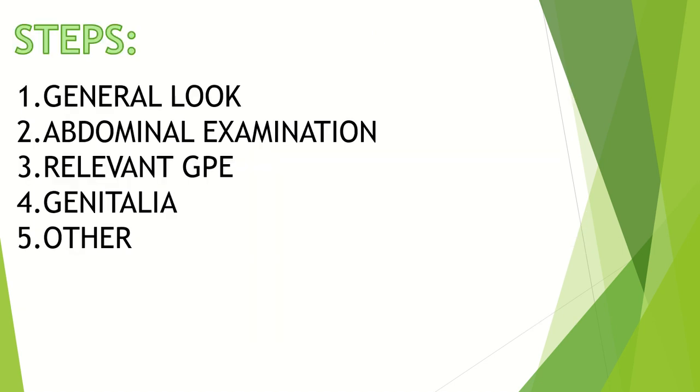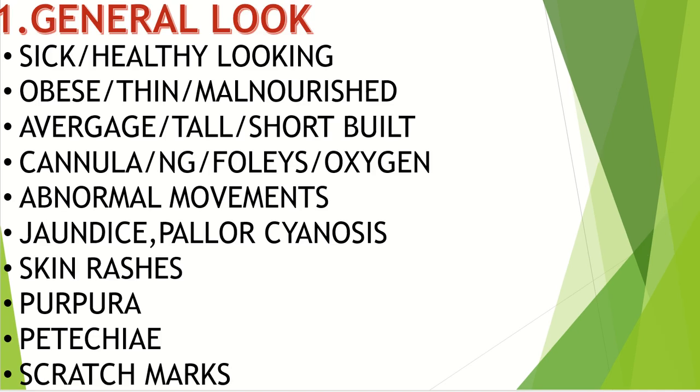Now, steps. There are 5 basic steps in approaching a child with CLD. The first one is the general look. The second one is the abdominal examination. The third one is the relevant GPE. The fourth one is the genitalia. And the fifth are some other things that we can offer at the end of the examination.